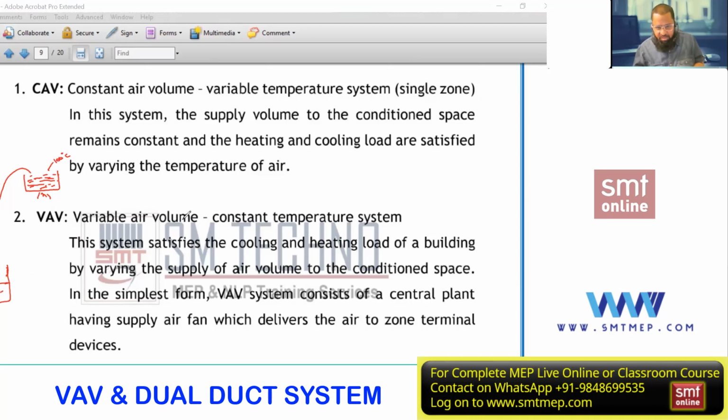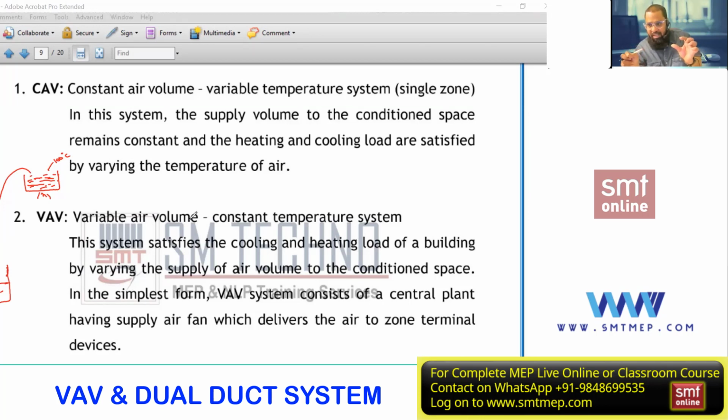Similarly, in a VAV system, the supply air from the unit is constant, and by increasing or decreasing the volume of constant temperature air, we try to maintain the required temperature in the space. Once again, in a VAV system, from the unit we supply constant temperature air, say 18 degrees centigrade. But in the room, we are interested in maintaining 25 degrees centigrade. So how can it be done? By increasing or decreasing the volume of that constant temperature air.